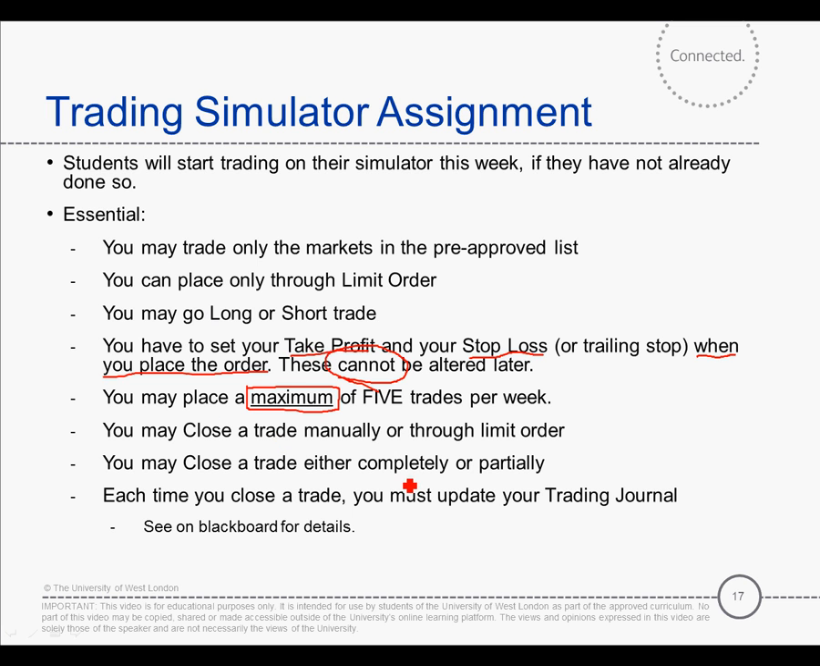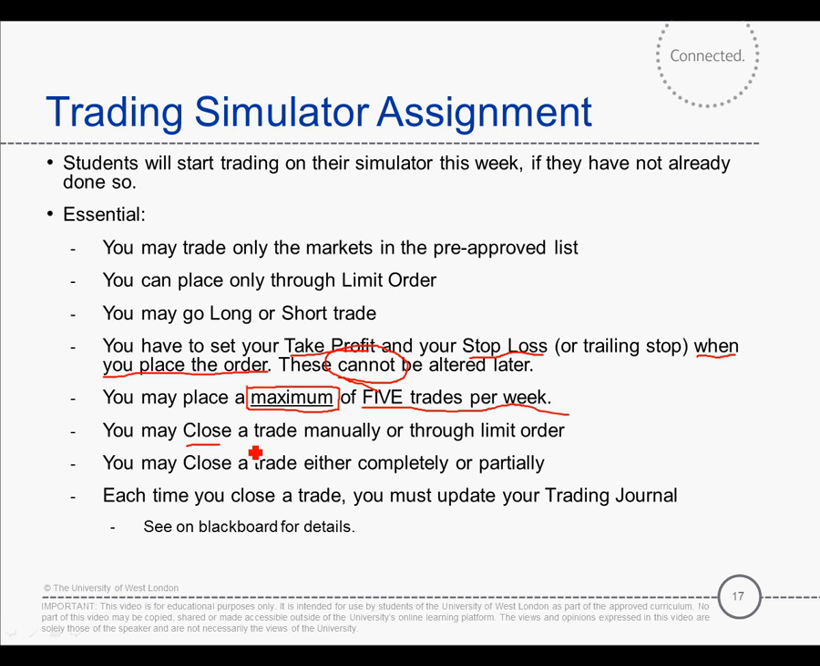Now, you may place a maximum of 5 trades per week. So the total number of new trades that you can place is 5. Keep in mind, when I say trade, I mean every time you open a new position. If you bought 100 units of Wall Street 30, that's 1 trade. But if you close it, that's not counted as a trade because you already opened it. You're just closing an open trade. So you may place a maximum of only 5 trades per week.